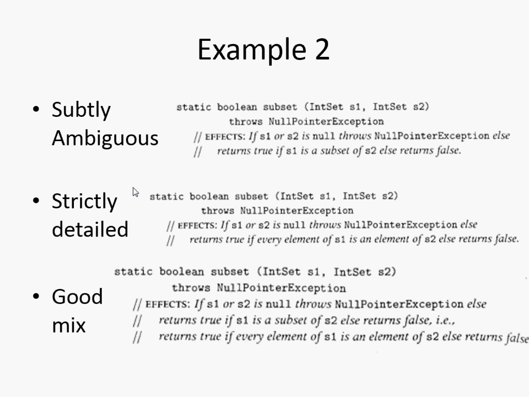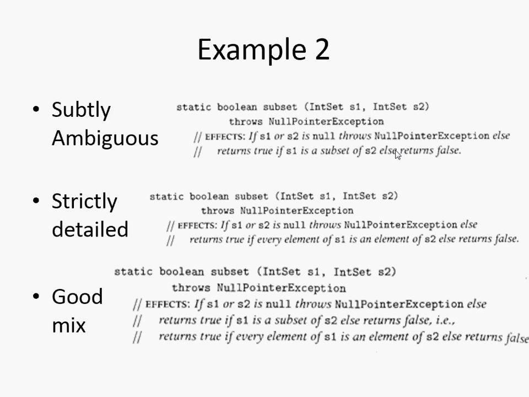Okay, now there are things you have to watch out for. Ambiguity is one of them. We're never going to have a perfect description. The goal is to have a description that's small enough, crisp enough, that it's likely to be read and really thought about, but it's not so ambiguous. So what's ambiguous about this one here? Subset: if S1 or S2 is null, it throws this, otherwise returns true if S1 is a subset of S2, otherwise returns false.